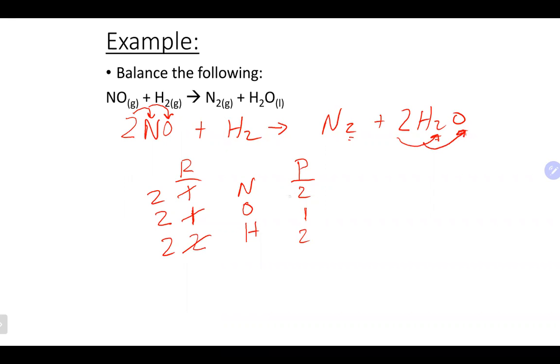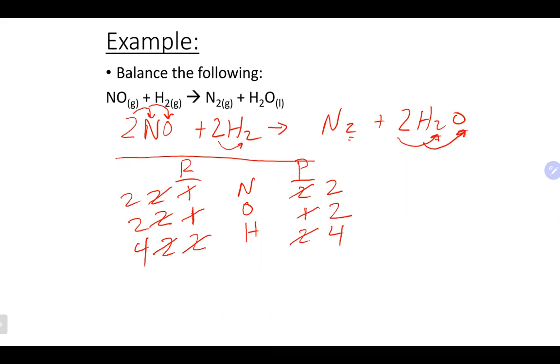So on the right-hand side, we have 2 nitrogens. We have 2 times 1, which is 2 oxygens. And now hydrogen, we have 2 times 2, which is 4. So now we're getting closer. We got our nitrogen balanced. We got our oxygen balanced. At this point, we are left with hydrogen, which can simply be fixed by going back to the other side and throwing a 2 there. That gives us 2 nitrogens, 2 oxygens, and 2 times 2 is 4 hydrogens.